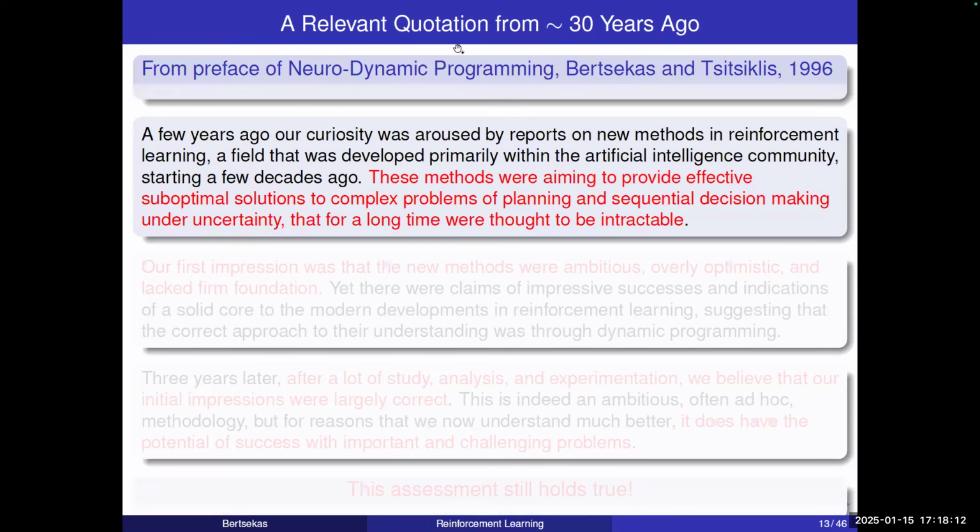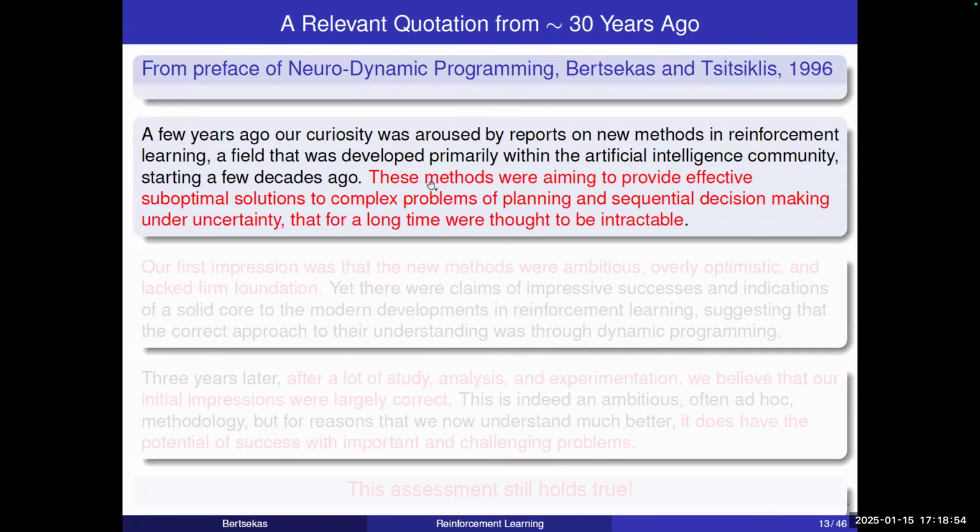Let me also give you, speaking about history, a quotation from about 30 years ago. This is a quotation from the preface of the Neural Dynamic Programming book that I wrote with John Bertsekas in 1996. It recounts how we got into this field. It's a long quotation, I'm just summarizing. A few years ago, our curiosity was aroused by reports of new methods in reinforcement learning. These methods were aiming to provide effective suboptimal solutions to complex problems of planning and sequential decision-making under uncertainty that for a long time were thought to be intractable.